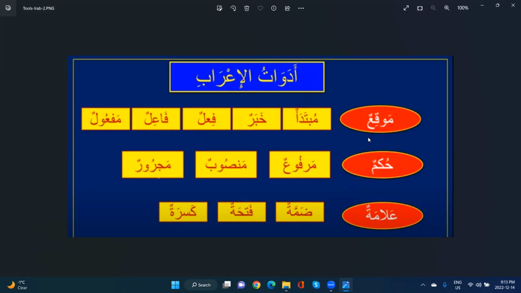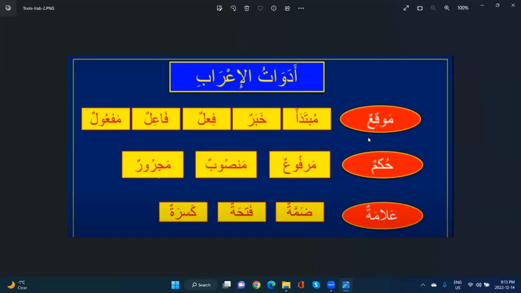So mawqi' is the position or role, and then the hukm is: is it rafa', nasb or jarr? And then what is the 'alama? 'Alama means the symbol. Like a dhamma: the moment I see a dhamma on a singular noun, I know it is rafa'. For example, what is the 'alama for a feminine? The round ta marbuta. If I say ta marbuta, you say it's feminine because that's the 'alama. When we ask which one is fi'l madi and which is fi'l mudari', you look at the ya or ta at the beginning and say this is fi'l mudari'. The 'alama is like a symbol, an icon, by which you identify it.